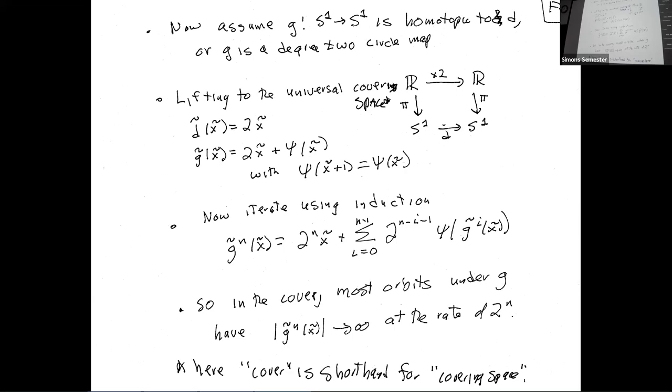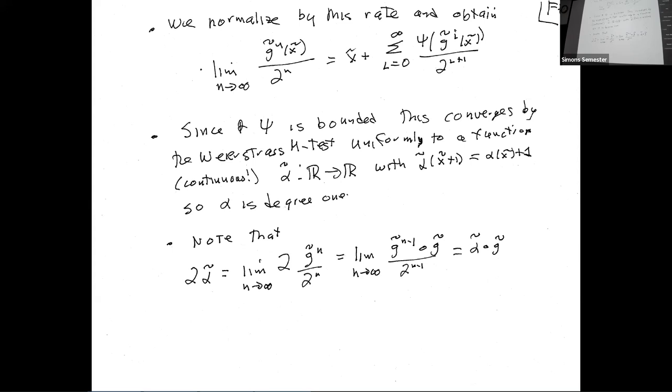I have a note here to mention: I keep saying cover, and in topology a cover is open sets and all, but cover here is shorthand for covering space. So everything's going off to infinity at rate 2 to the n. Like we would do for a rotation vector, we normalize, but now we have an exponential rate that we're normalizing. So we divide by 2 to the n, take a limit, and notice it's this sum. This term is bounded, and this term is exponential downstairs, bigger than 1. So this converges. The Weierstrass M test is basically calculus.